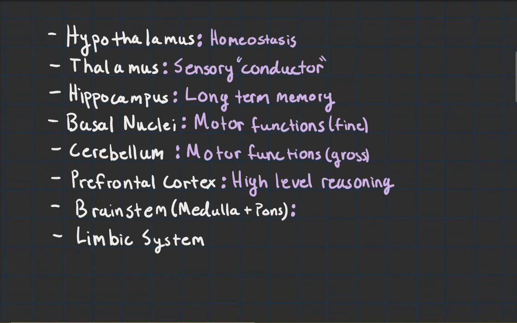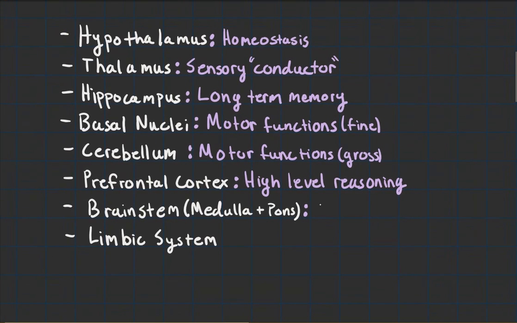The brainstem, the medulla, and the pons are mainly regulating your autonomic nervous system. This regulates things such as your blood pressure, your heart rate, your respiratory rate, these automatic functions that occur in your body that you don't need to think about. So that comes from the medulla and the pons, and we'll talk more about that in the cardiovascular system.